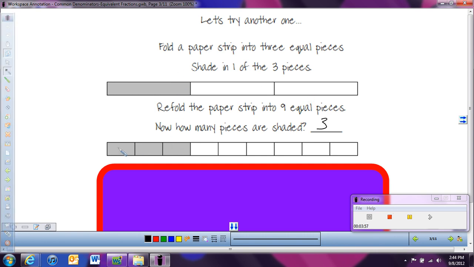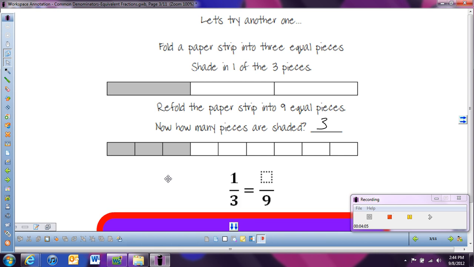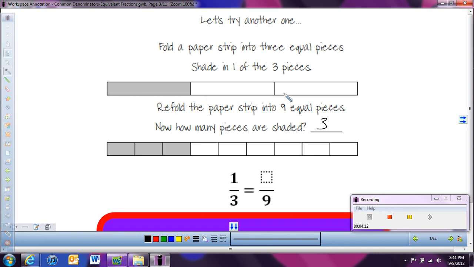As we can see, 3 out of these 9 pieces is the same amount as 1 out of our 3. So this 1 piece and these 3 pieces are equivalent. It's the same amount shaded. We just took our paper and split it up into more pieces. So we can write these 2 paper strips as equivalent fractions. 1 out of the 3 pieces shaded is the same as how many pieces shaded out of the 9?